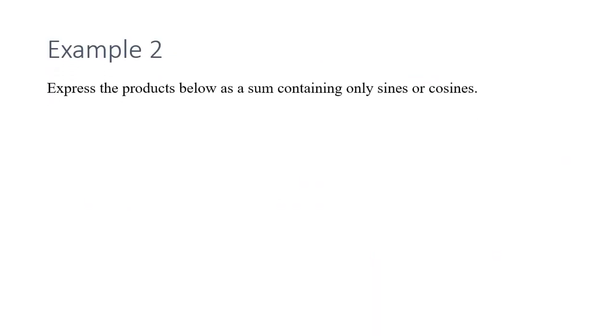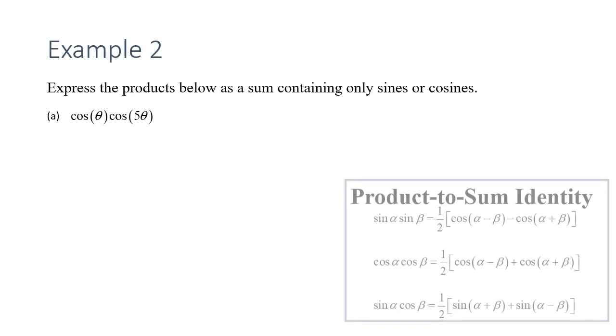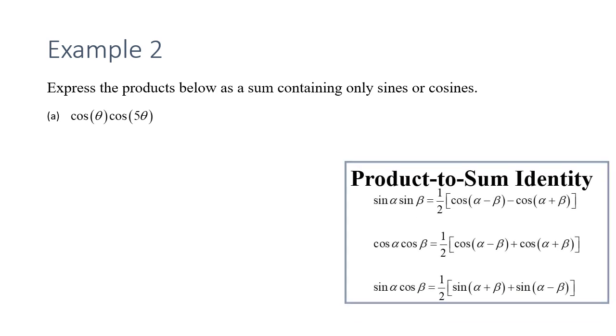All right, let's look at another example. Express all of these as either sines or cosines. If we're looking at this one, here are our formulas. I wanted to have these nice and handy for you. This is going to match up with the second formula here. So our alpha is theta, our beta is 5 theta.